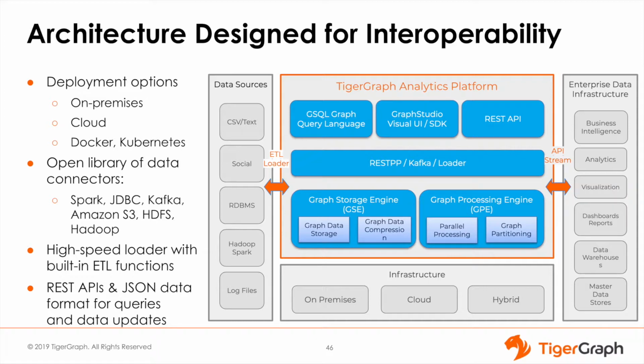The GSQL language includes high-level data loading commands, with built-in ETL functions to simplify data loading. TigerGraph's real-time deep link analytics is available via RESTful APIs for queries as well as for real-time transactional data updates, supporting a fully mutable transactional graph.